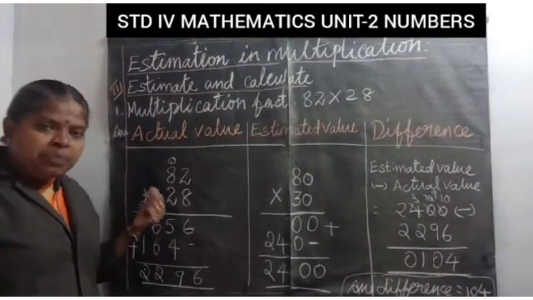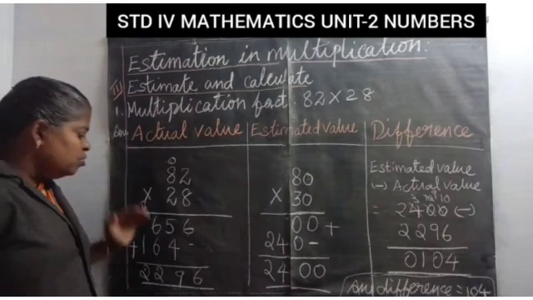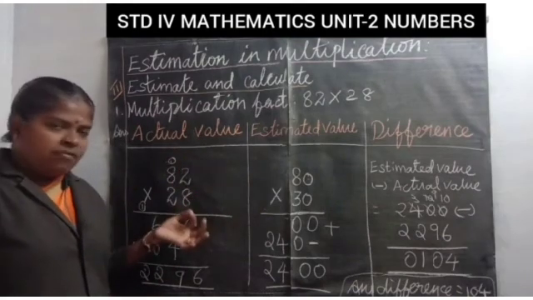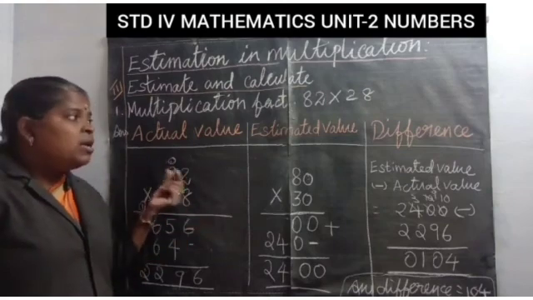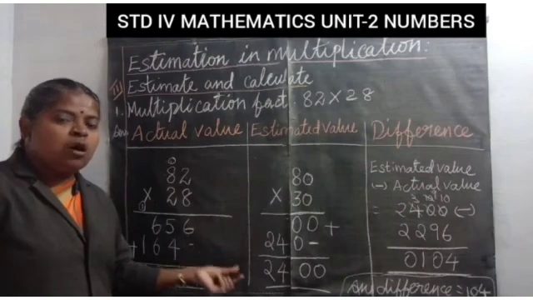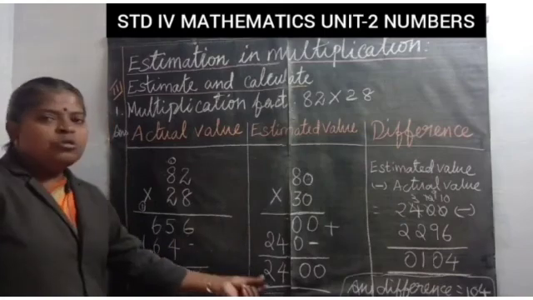While doing multiplication, first you have to multiply the actual value. While doing the estimated value, you have to estimate each number separately, then you have to multiply. You should not estimate the direct value.